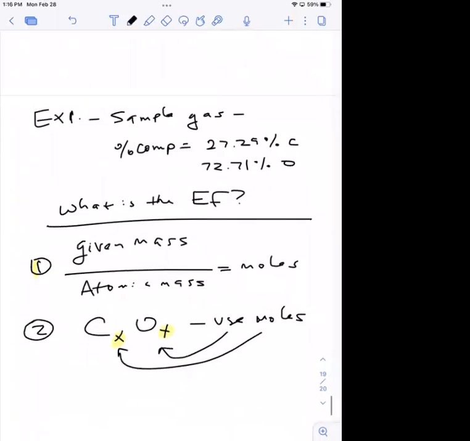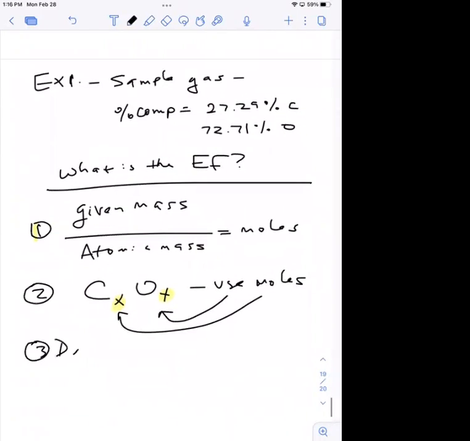Use the moles here and then divide by the lowest number. Same thing we just did on the previous example.